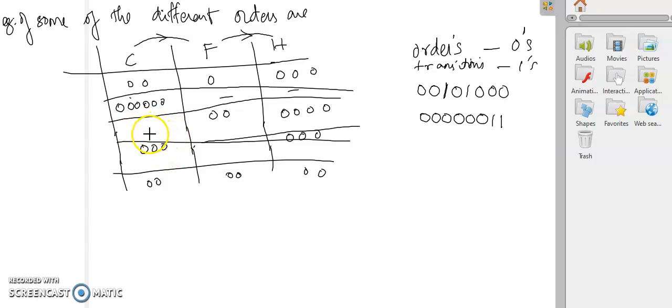Now the third order: there is nothing in chicken, so there are no zeros. So the transition comes first. So in the first place you will have 1, then there are 2 fish, represented by zeros. Then you have a transition from F to H, represented by 1. Then there are 4 zeros. Now this is the pattern, and we can write all of them like this.